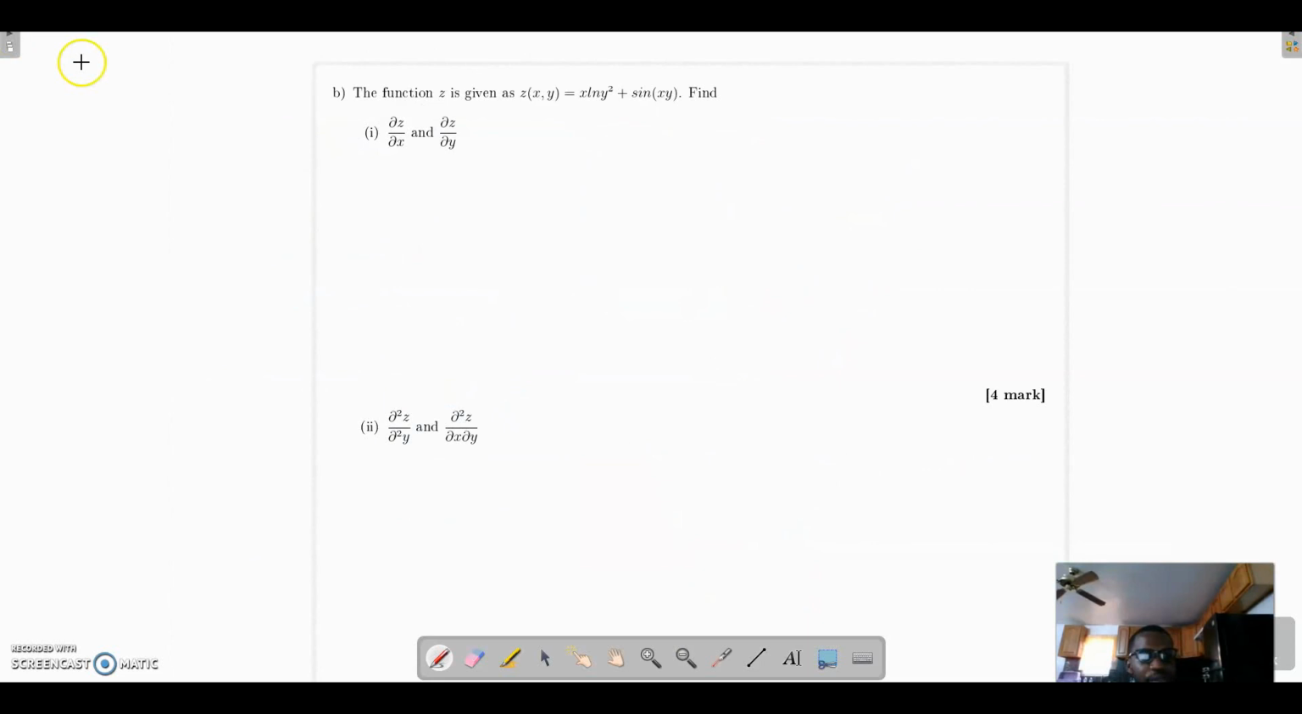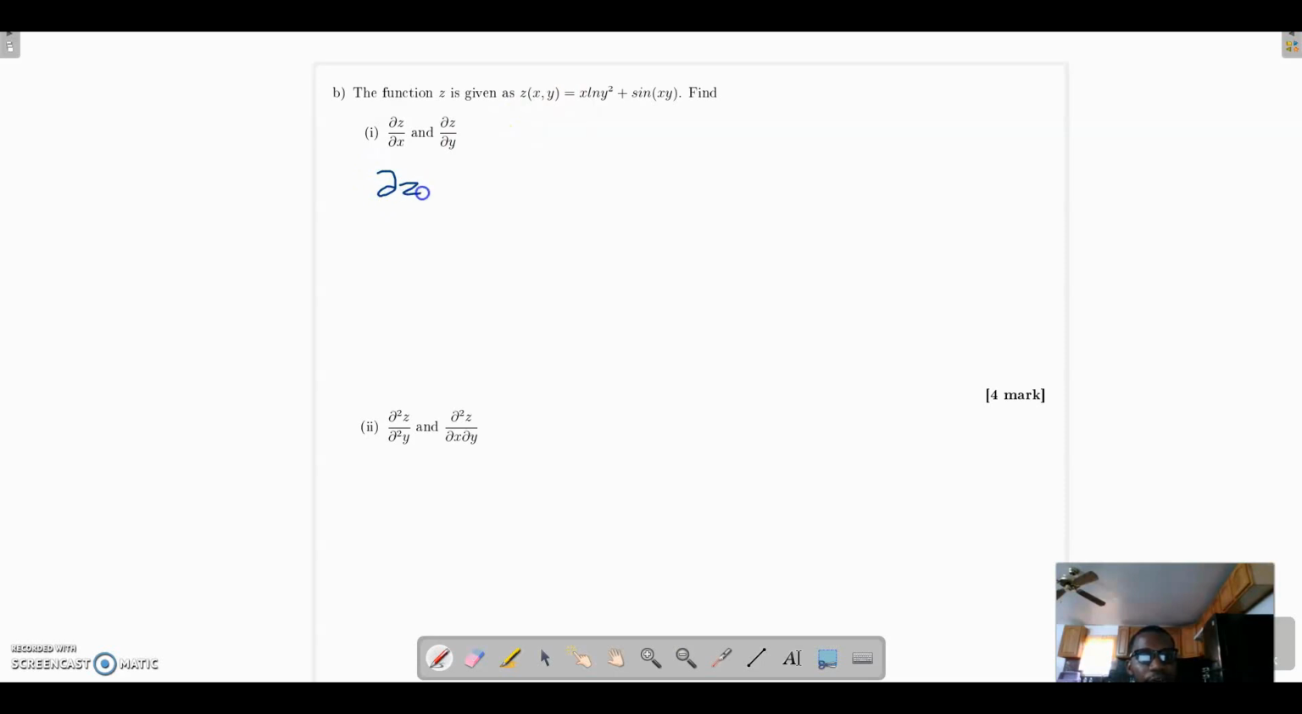We now move into the next question. This is an example of what we call a partial function. So the function z, which is written in terms of x and y, is equal to x ln y squared plus sine xy. Find dz over dx. So when I'm finding dz over dx, I'm going to be treating y like a constant. What do I mean by that? I'm going to treat y as if I were looking at 6 or 7 or 8. So I'm going to be differentiating the variable function and then putting back the constant if it is not attached to the variable. So let's go right ahead.